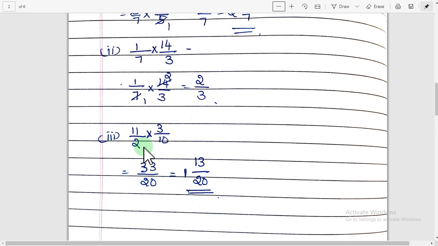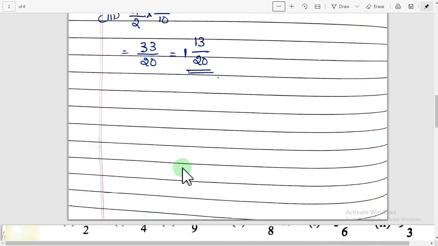This cannot be converted into a mixed fraction. One more sum, 11 by 2 into 3 by 10. Here also cancellation is not possible, this way also not possible, this way also not possible. Multiply. 11 threes are 33 by 20. Now this is an improper fraction and can be converted into a mixed fraction. 2 ones are 20, 2 twos are 40, more than this. So 2 ones are 20. 33 minus 20 is 13. The remainder is divided by the denominator, which remains the same. So this is the answer.